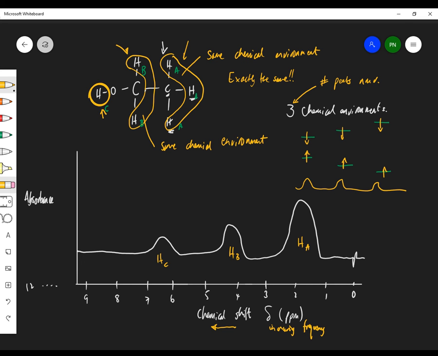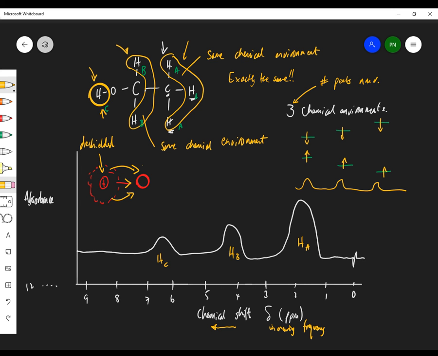Now, first of all, they absorb at different frequencies. Why is that? Well, let's have a look at this one first. This hydrogen here. It's going to be a proton surrounded by electrons. Okay, and it's next to an oxygen. Now, oxygen is very electronegative, so it will pull electron density towards it, stripping the proton of shielding, so that the proton here will be deshielded.